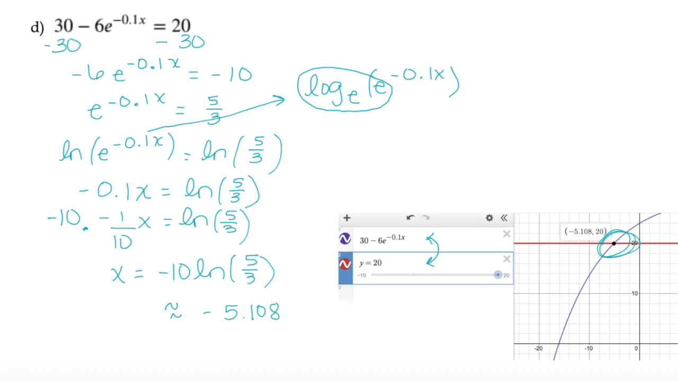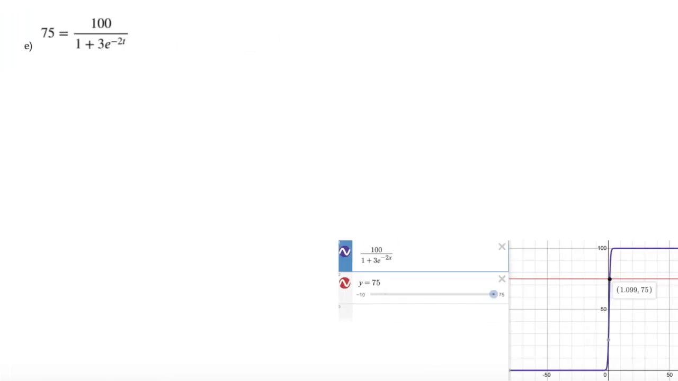All right. Slide 5. I don't think you can ever have too many examples of these. This time I have my exponent located in my denominator, so we need to get rid of that. To do that, we're going to multiply both sides by 1 plus 3e to the negative 2t. That in case will eliminate the denominator on the right-hand side.